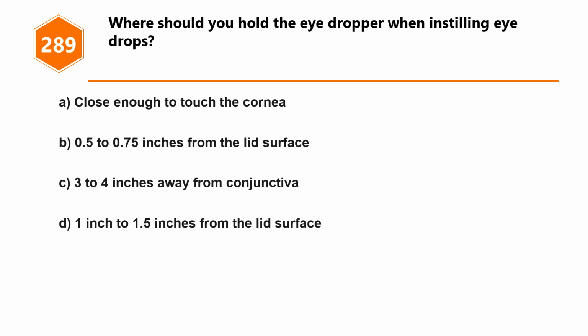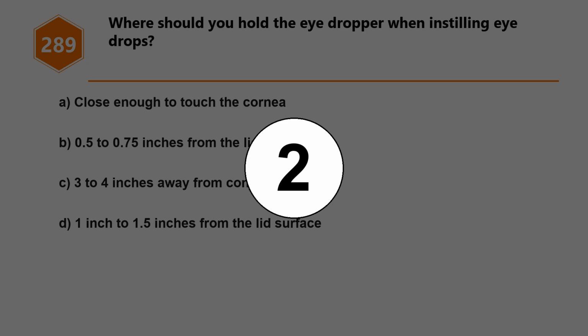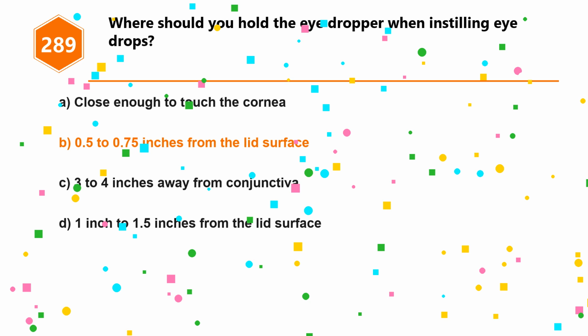Question 289. Where should you hold the eyedropper when instilling eye drops? Option A, close enough to touch the cornea. Option B, 0.5 to 0.75 inches from the lid surface. Option C, 3 to 4 inches away from conjunctiva. Option D, 1 inch to 1.5 inches from the lid surface. The correct answer is option B, 0.5 to 0.75 inches from the lid surface.